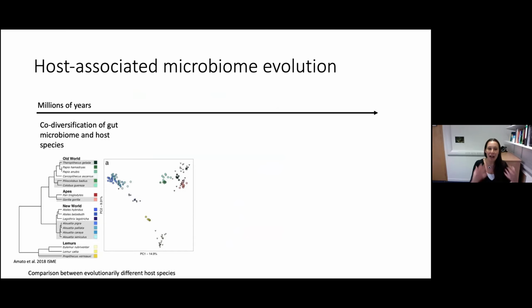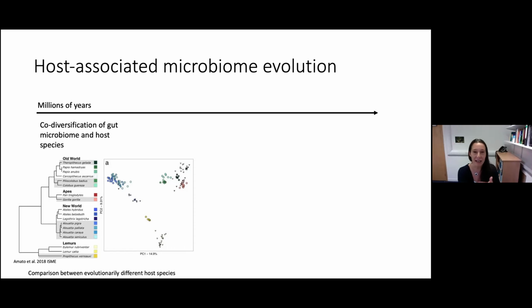And there we can see that the host microbiome can be clustered and structured, and the similarity or dissimilarity of the gut microbiome of different primate species corresponds quite well to the primate phylogeny, suggesting that there's a co-diversification, if not co-evolution, of the gut microbiome with the host species. But these are processes that took place over millions of years.